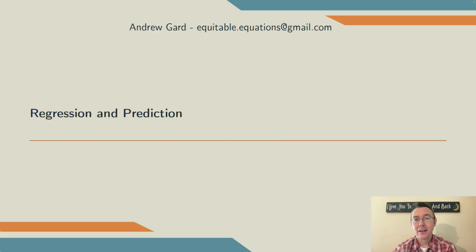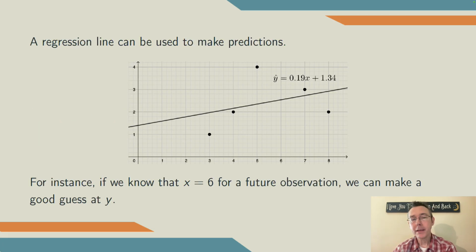Hey everybody. Today we're talking about regression and prediction. And this is one of the big uses for regression lines, the fact that we can use them to make guesses at the value of a future observation of the response variable for a given value of the explanatory variable.